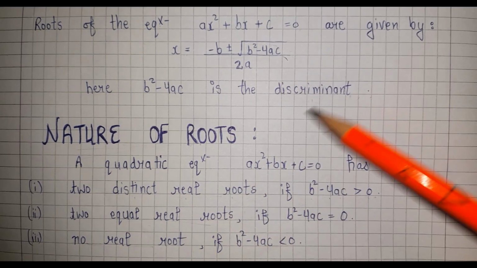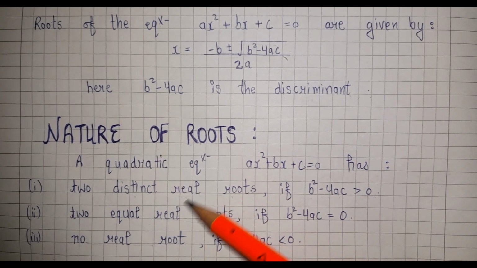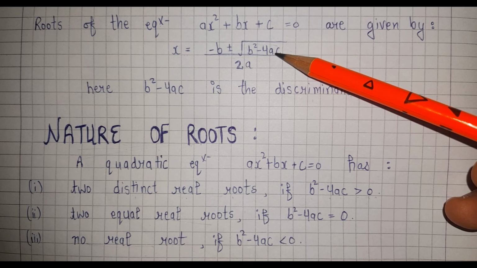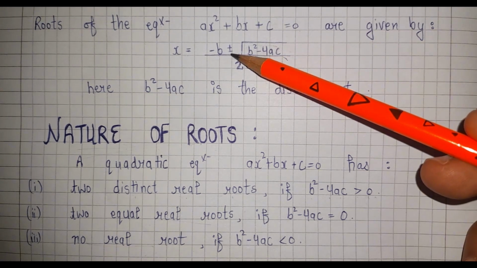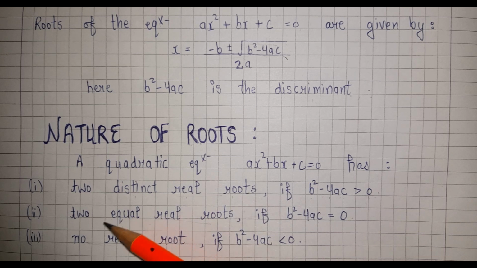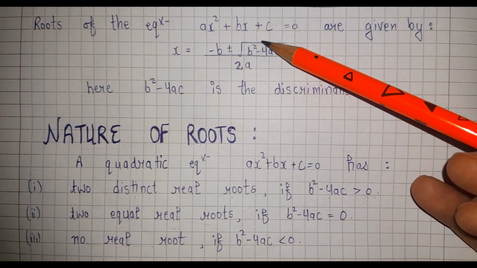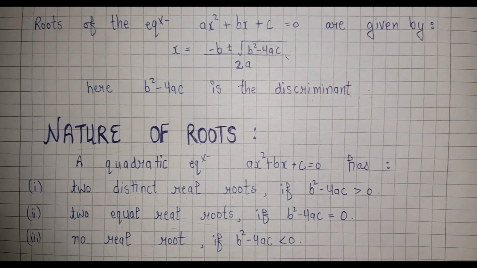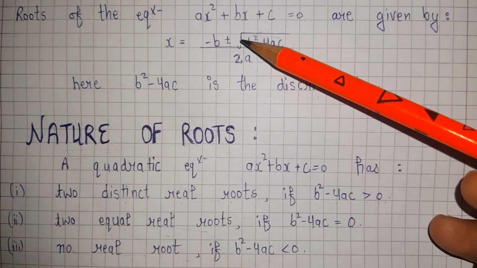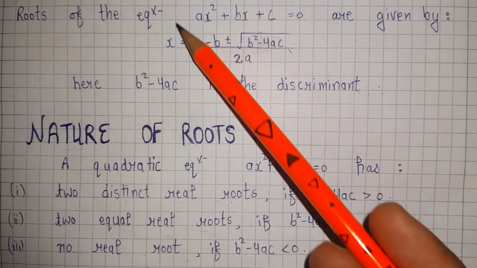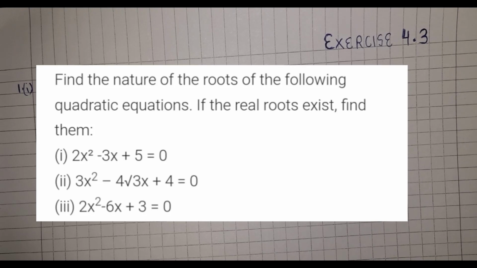The value of the discriminant will tell us about the nature of the roots, that is, whether real roots exist or not. If the discriminant is greater than 0, that is, positive, then we are going to have two distinct values of x. If the discriminant is 0, then we are going to have two equal roots, -b/2a and -b/2a. If the discriminant is less than 0, that is, negative, then no real root will exist for that quadratic equation.